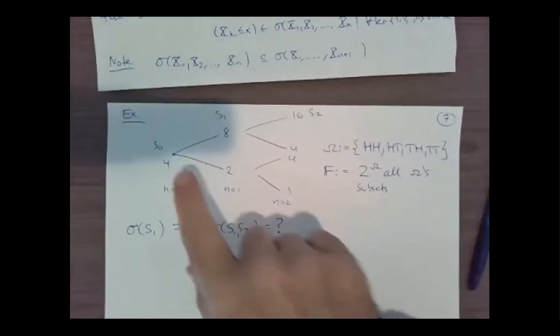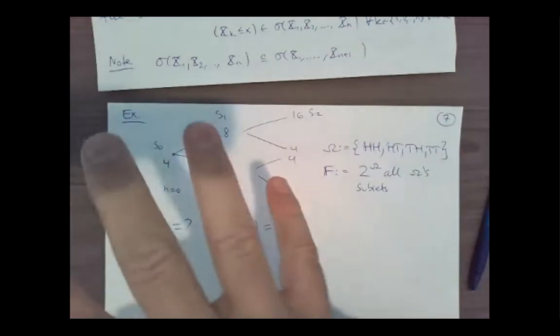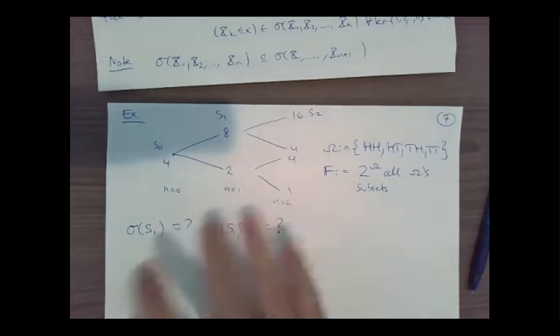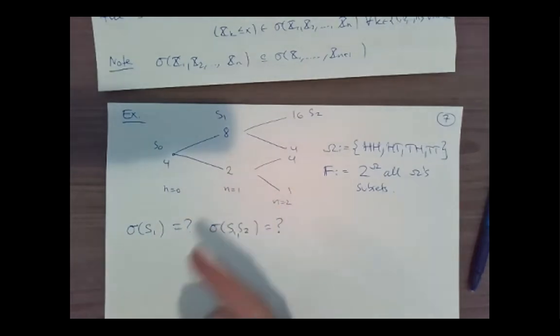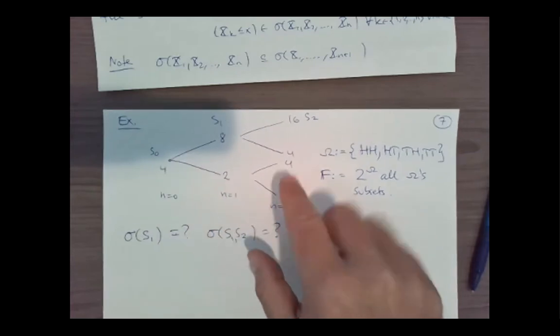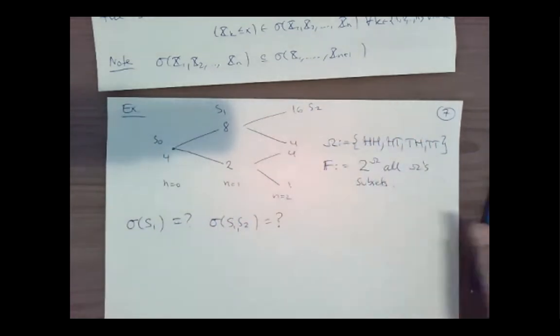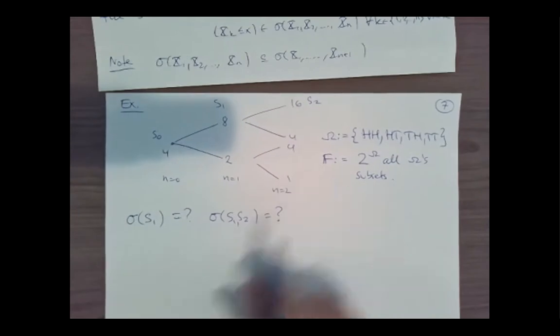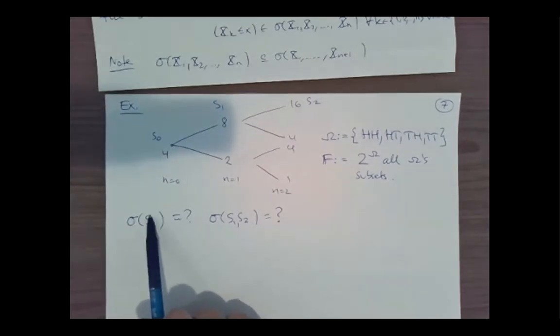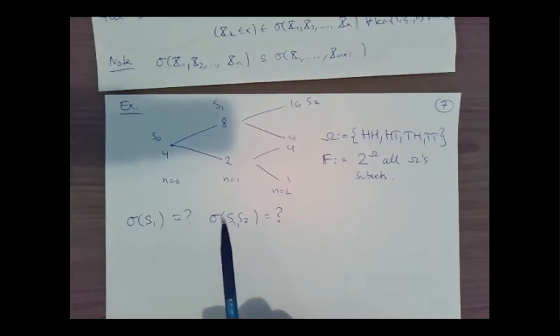So this is our model. This is our 2-period binomial model for the stock. It starts at 4. It can either go up or down, and the same thing is going to happen in the next period. It can either go up or down. And I'm interested in what is the smallest sigma algebra that makes S1 measurable? What is the smallest sigma algebra that makes both S1 and S2 measurable?